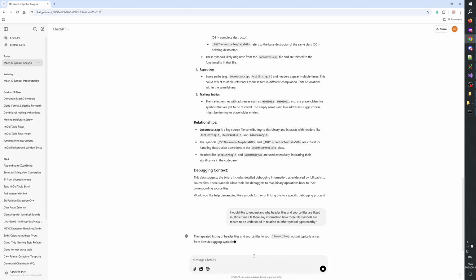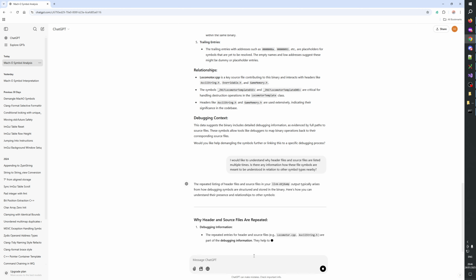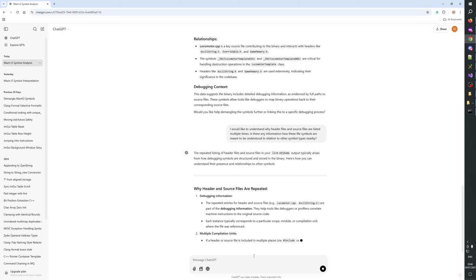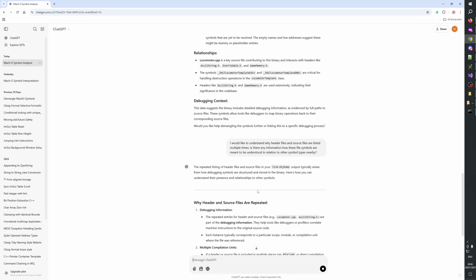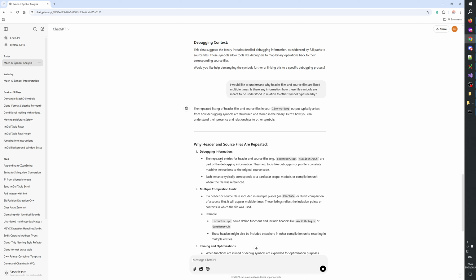Okay. The repeating list of headers and source files in the output typically arises from how debugging symbols are structured and stored in the binary. Here's how you can understand. Repeated entries for headers and source files are part of the debugging information. They help tools like debuggers or profilers correlate machine instructions to the original source code. Each instance typically corresponds to a particular scope, module, or compilation unit where the file was referenced.